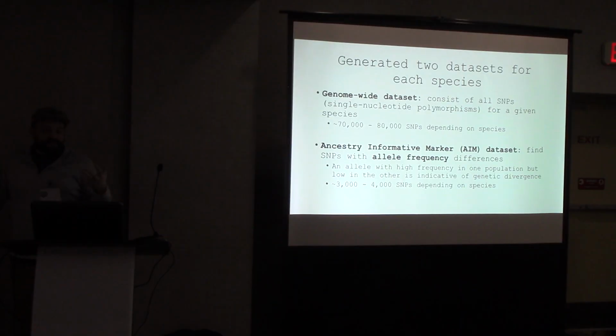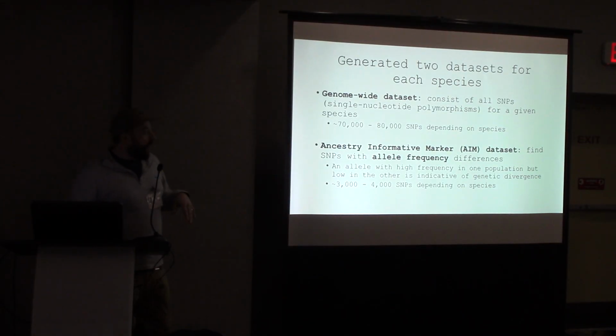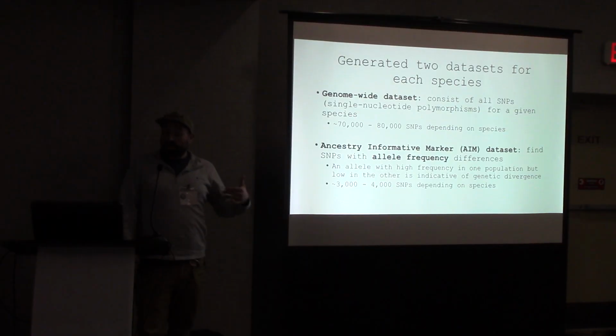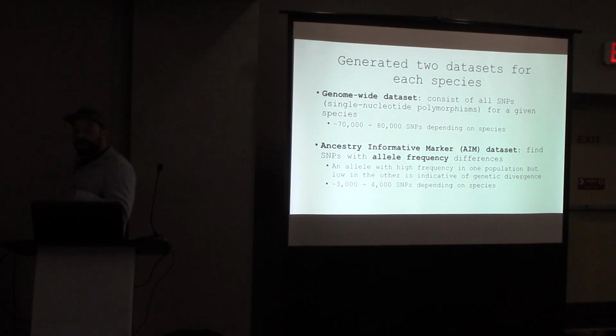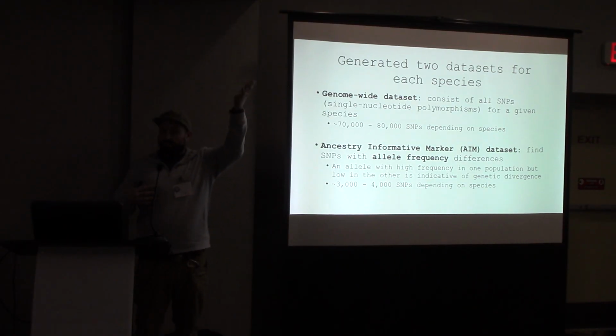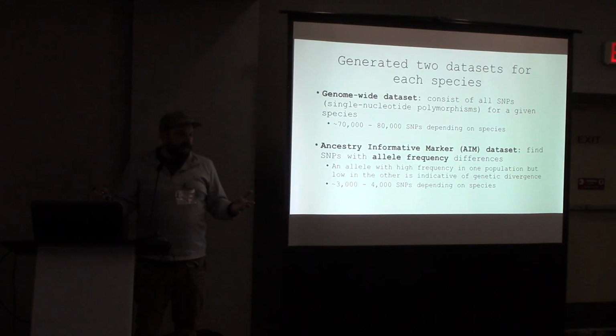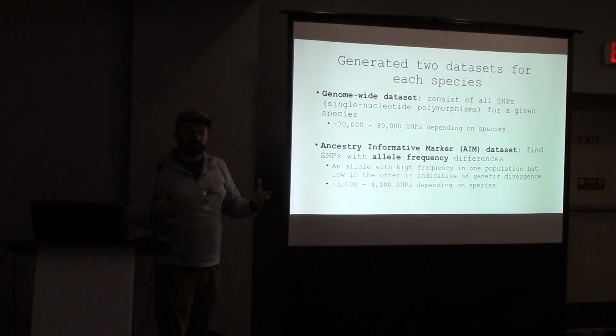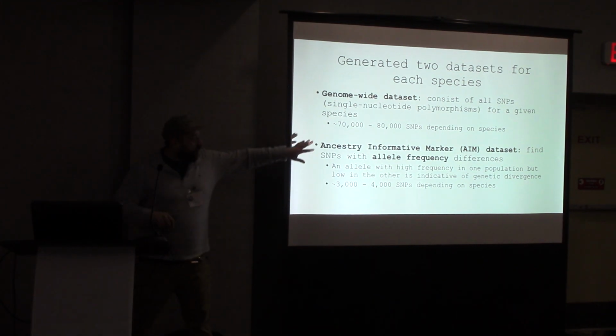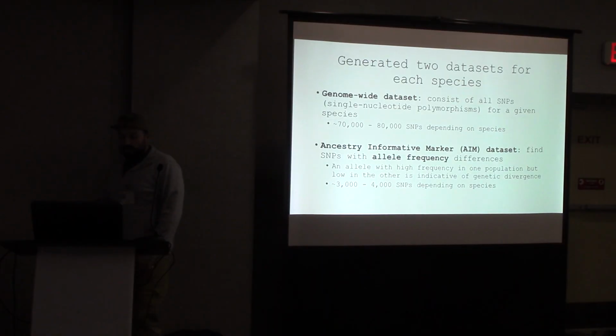But I also generated ancestry informative markers, AIMs, where you find SNPs, or genetic locations, with allele frequency differences, all right? Basically what you're looking for is SNP1 in population 1 has an allele frequency of 0.9 or whatever. The opposite, SNP1 in population 2 has an allele frequency of 0.1. Do the math. 0.8 difference, that's a high allele frequency difference between those two populations. Ergo, it's informative, it's useful. Okay? And out of our 70 to 80,000 SNPs for each species, we ended up with about 3,000 to 4,000 ancestry informative markers, depending on the species.